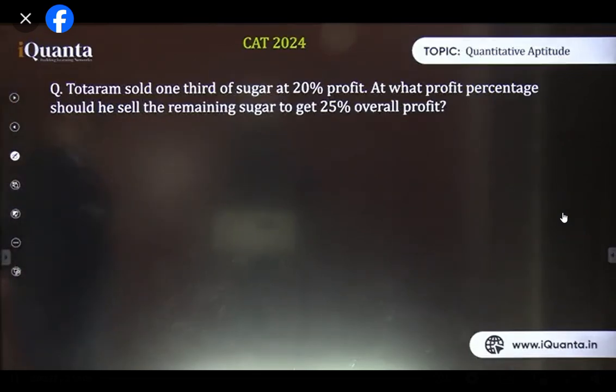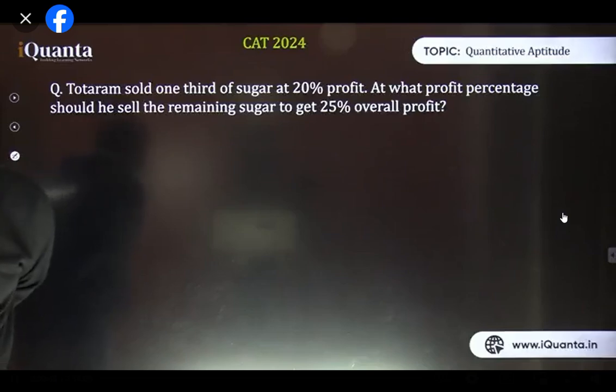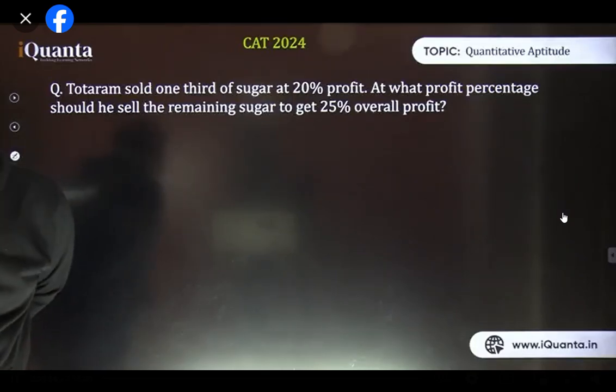Right. Totaram sold 1/3 of sugar at 20% profit. At what profit percentage should he sell the remaining sugar to get 25% overall profit? This starts again. It's not parity. In our city also we have a Totaram Pansari. That story, everything came to a halt, and now we have realized Pooja will take 10 minutes.